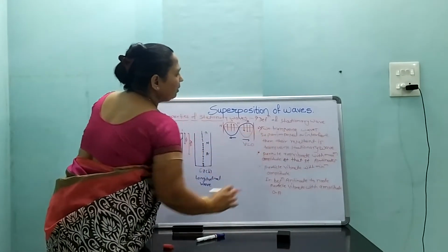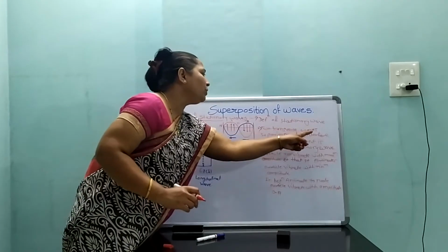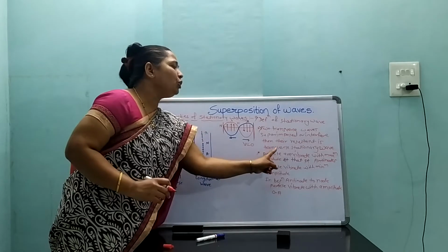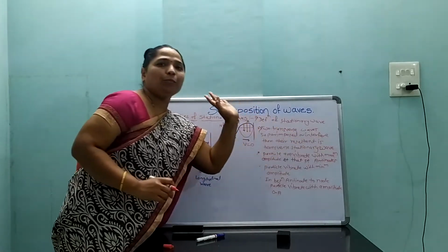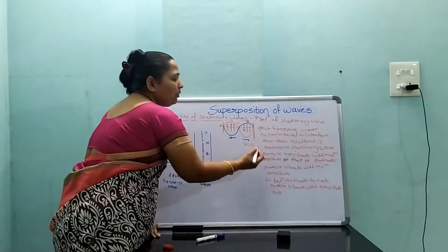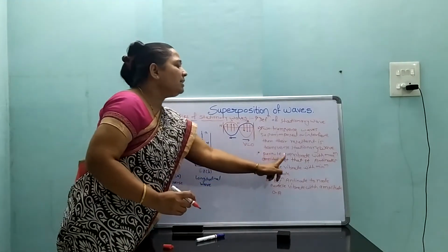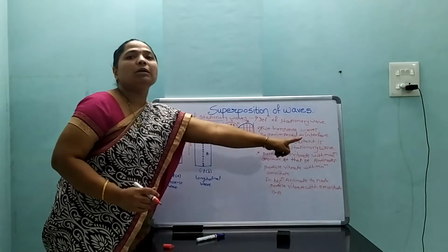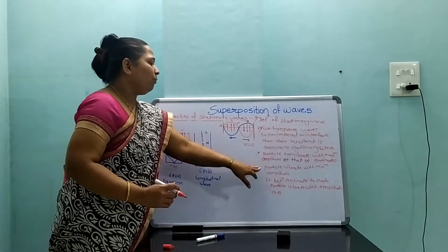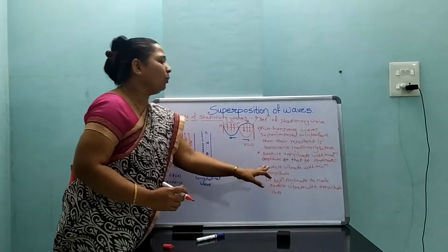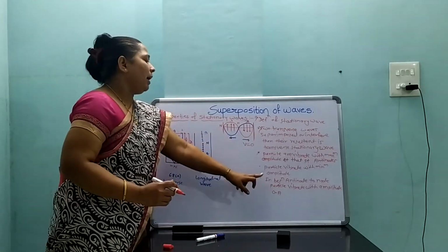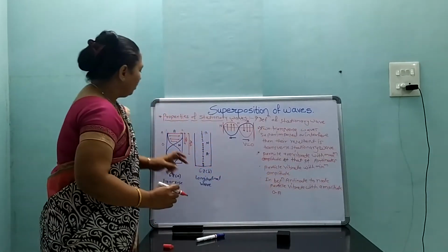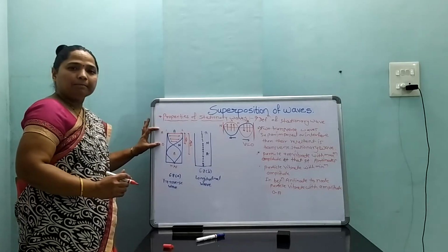In a similar manner, when two longitudinal waves superimpose or interfere, their resultant is a longitudinal stationary wave. In a longitudinal wave, particles vibrating with maximum amplitude form antinodes, particles vibrating with minimum amplitude form nodes, and in between an antinode and a node particles vibrate with amplitude 0 to A.